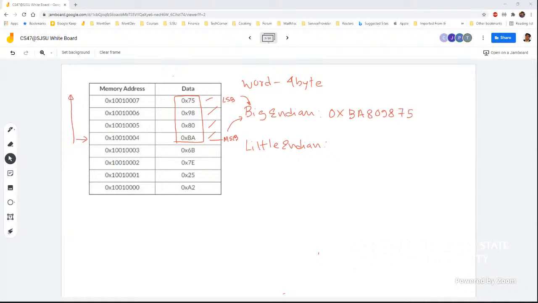Whereas a little endian system just goes with the opposite assumption. This is LSB for a little endian system. Let's see, we're talking about the little endian here. LSB, and this comes as MSB. So for this little endian system, the value is really 759880BA. Make sense? Yeah, I got it. Thank you very much.